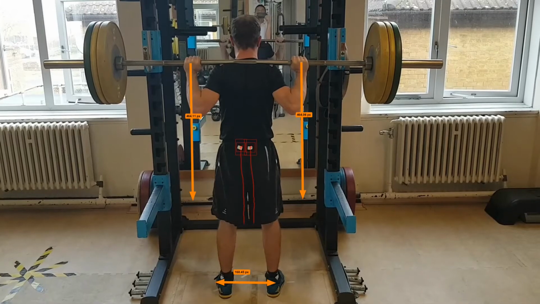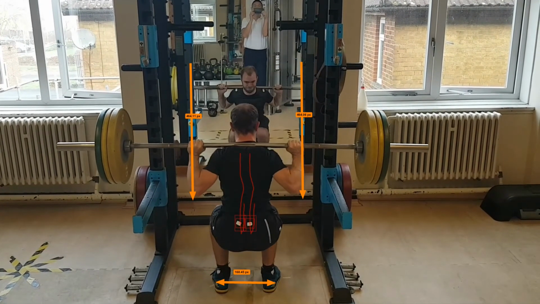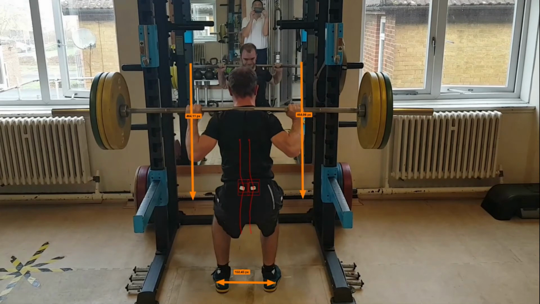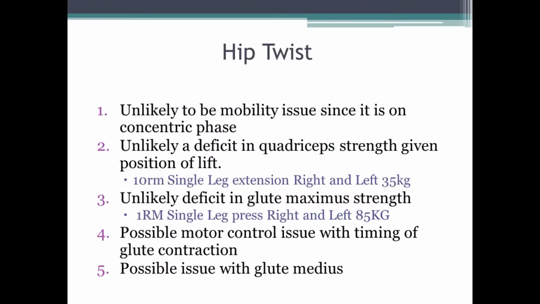From the posterior viewpoint, we can see the athlete has retracted the scapula, keeping the elbows medial to the hands. The athlete adopts a narrow stance and, approximately 3 seconds into the lift, displays a hip twist in the concentric phase. The hip twist is unlikely to be a mobility issue since it's in the concentric phase of the lift. It is unlikely to be a deficit in quad strength given the position of the lift and a similar limb symmetry index on the single leg extension.